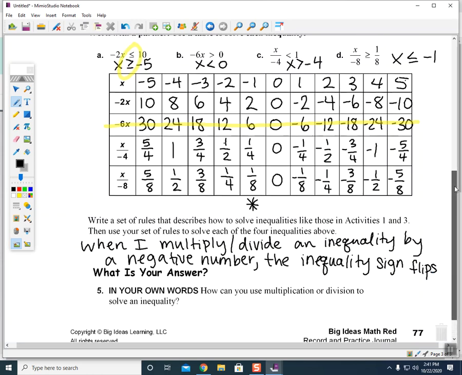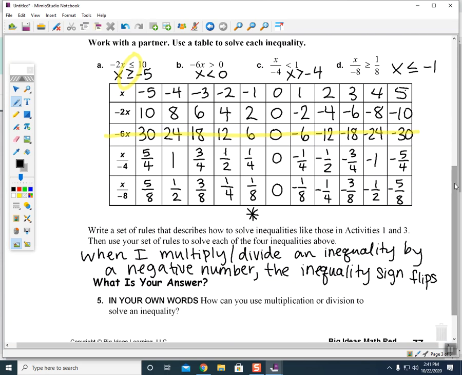And I can see that that's true for all of these, right? So letter C, in order to get x by itself, I would have to multiply both sides by negative 4. I started with a less than sign, now I have a greater than sign. So whenever I multiply or divide an inequality by a negative number, my inequality sign is going to flip.